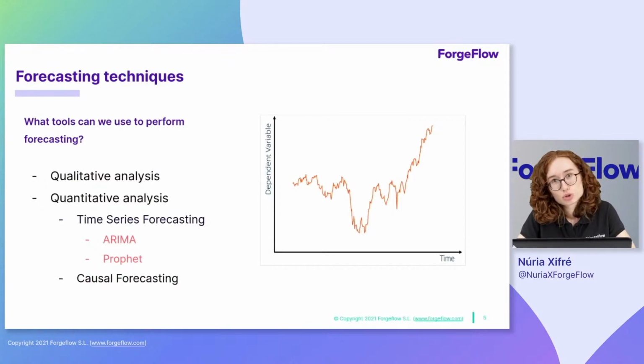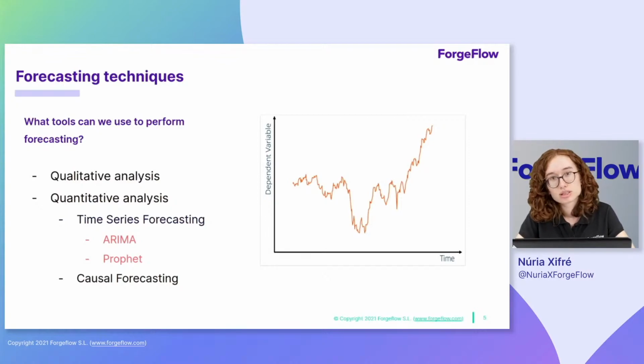Which tools can we use to perform this forecasting? There are several ways to do forecasting. The tools can be divided in 2 main groups, qualitative and quantitative analysis. In this case, the forecasting app is based on quantitative analysis. To perform quantitative analysis, it is essential to have historical data. And it, at the same time, can be divided in 2 main groups, time series and causal forecasting.